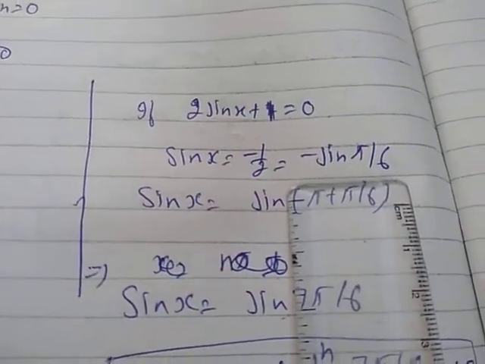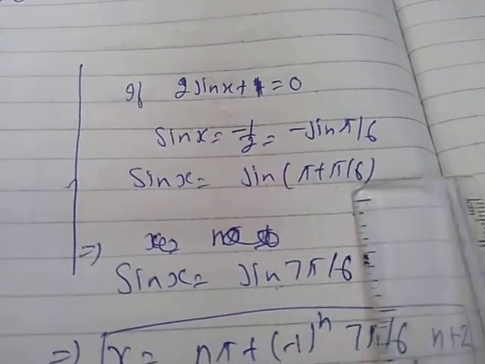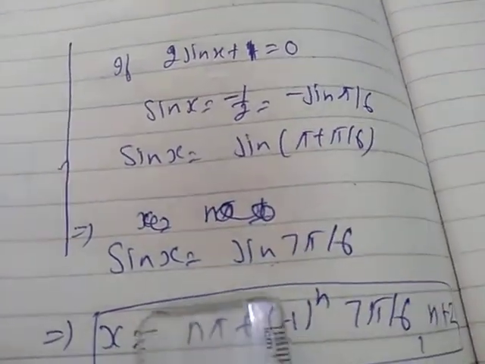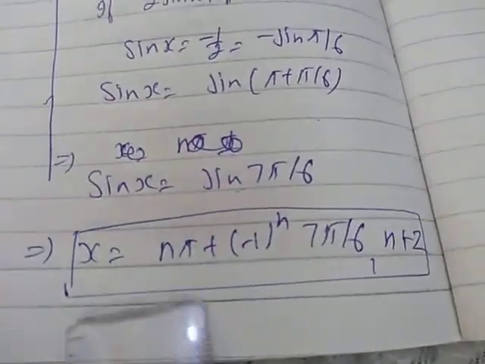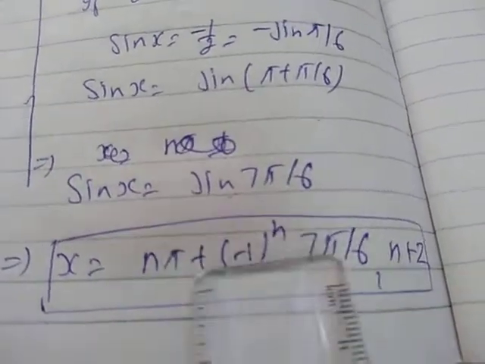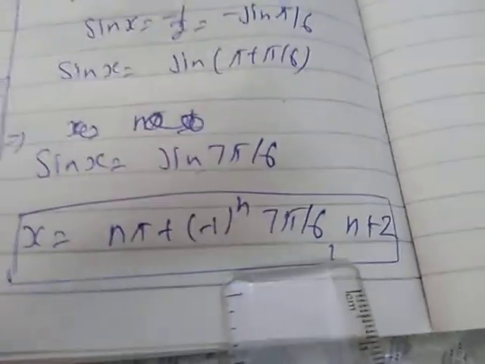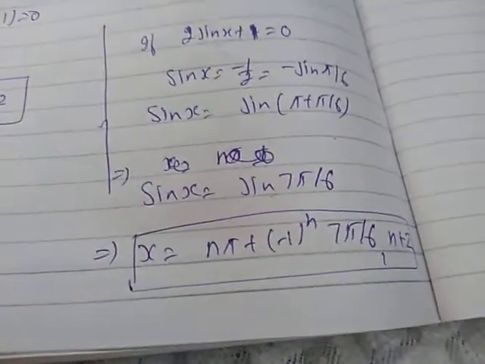Sin is negative in the third quadrant. Therefore, it can be written as sin of pi plus pi by 6. Then sin x is equals to sin 7 pi by 6. Here x is equals to n pi plus minus 1 to the power n into 7 pi by 6 where n belongs to integers. Here children, I have explained all the questions of 3.4.